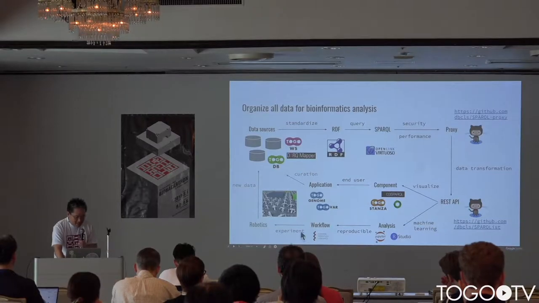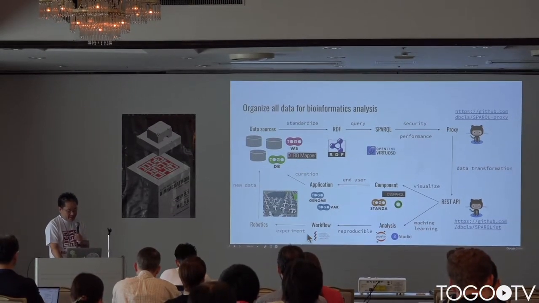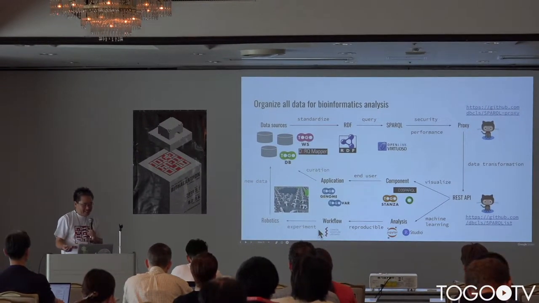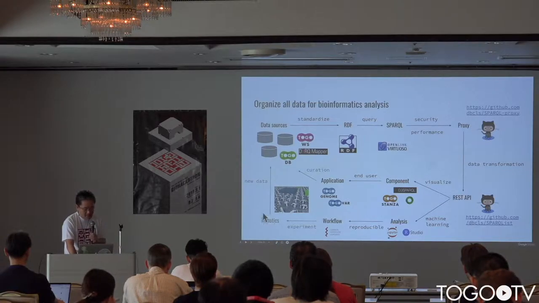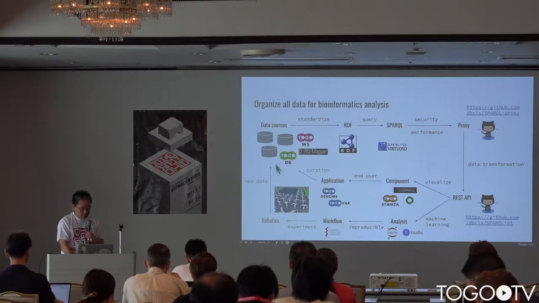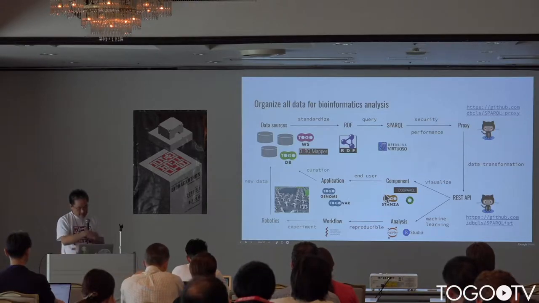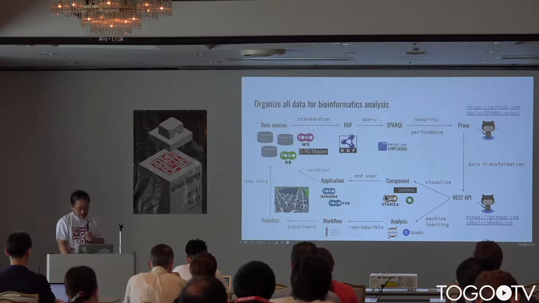So the last part is a bit missing yet. So we want to make a new biology by doing experiments, hopefully by robots, and create new data or missing data, and researchers can curate the data to improve the data content. So if this kind of circle is completed, our data set is more suitable for analysis.